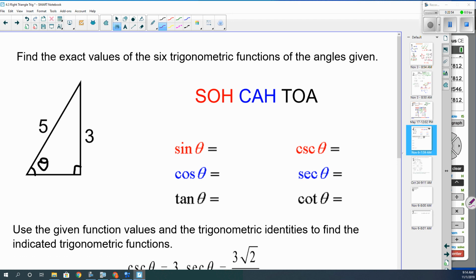Okay, so this one says find the exact values of the 6 trig functions of the given angle. So we're given a right angle. It always has to be a right triangle. So in order to do the 6 trig functions, I need to know all 3 sides of that triangle. So if I know 2 sides of a right triangle, how can I get the third?